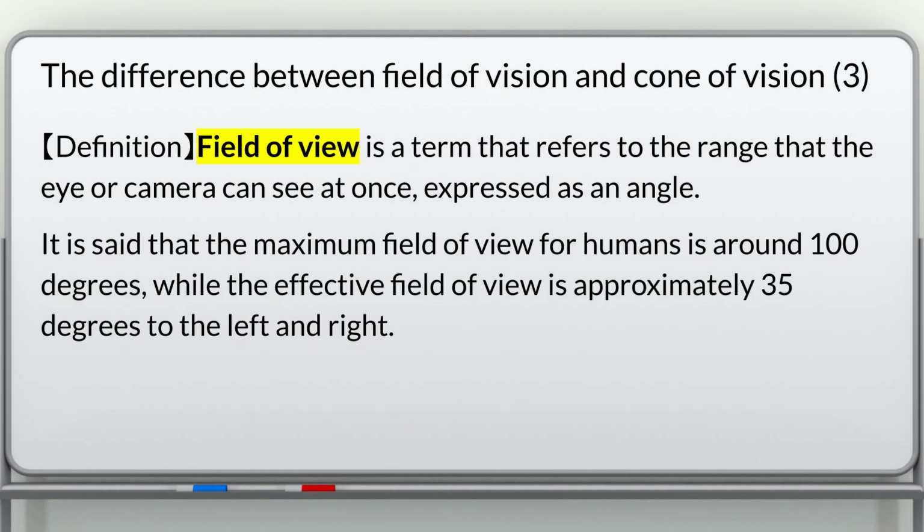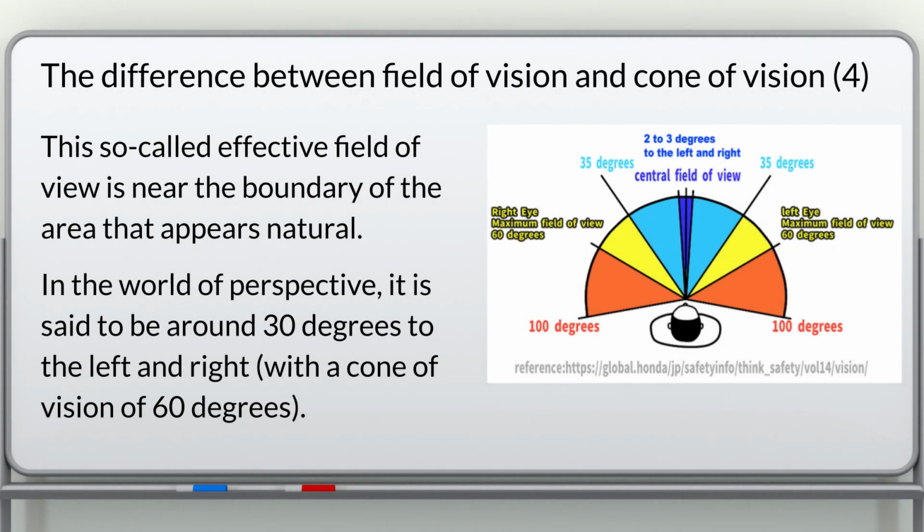Field of view is a term that refers to the range that the eye or camera can see at once, expressed as an angle. It is said that the maximum field of view for humans is around 100 degrees, while the effective field of view is approximately 35 degrees to the left and right. This so-called effective field of view is near the boundary of the area that appears natural. In the world of perspective, it is said to be around 30 degrees to the left and right.